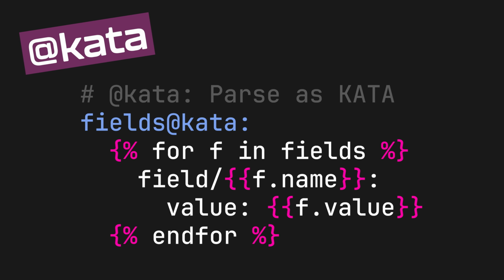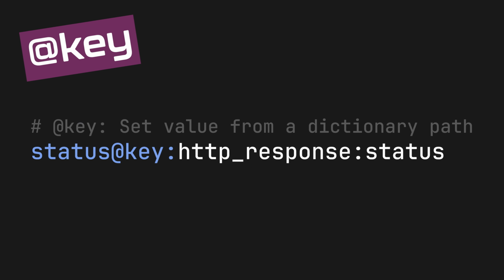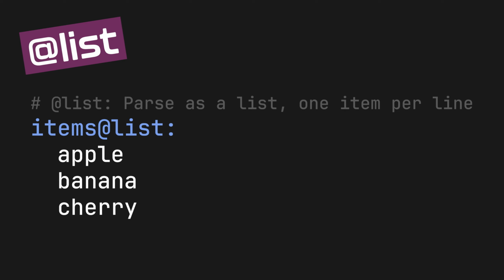@KATA parses a value as a KATA encoded document. Beyond triggering inception, this is particularly useful for dynamically generating KATA with automation scripting. @key sets a value using a dictionary path. For text values, you could just use a placeholder, but for non-text values, this will also preserve their data type. @list converts a text list of one line per item into an array.